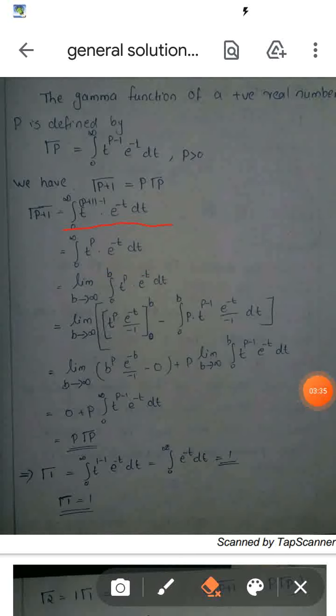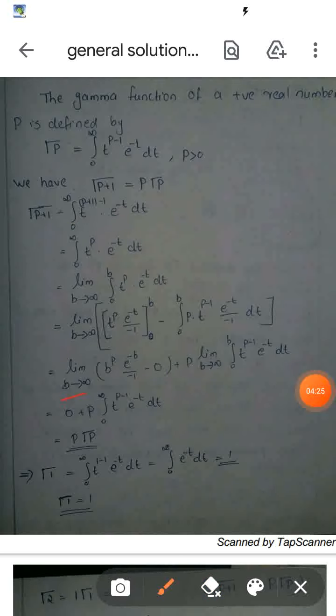By applying integration by parts to integral 0 to b t raised to p into e raised to minus t dt, we get limit b tends to infinity t raised to p into e raised to minus t divided by minus 1 within the limit 0 to b, minus integral 0 to b p into t raised to p minus 1 into e raised to minus t divided by minus 1 dt, which is equal to limit b tends to infinity b raised to p into e raised to minus b divided by minus 1 minus 0, plus p into limit b tends to infinity integral 0 to b t raised to p minus 1 e raised to minus t dt.